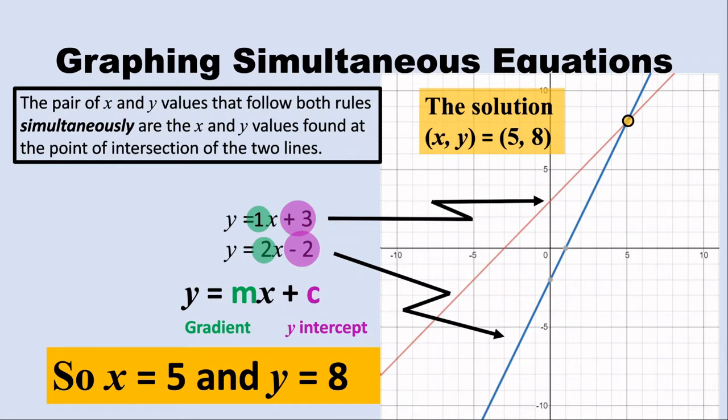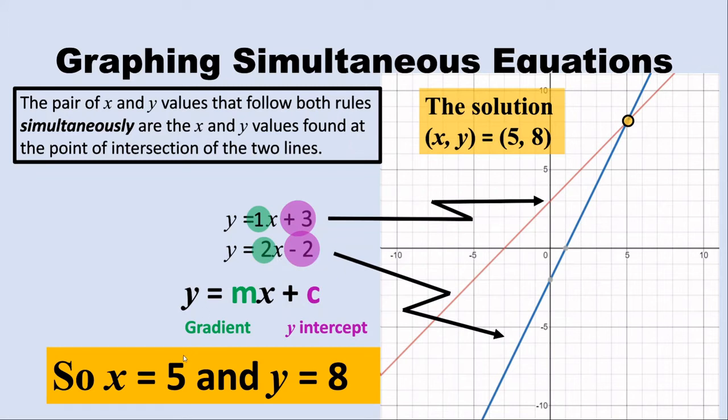You can always check your answers by substituting them back into the original equations. So if x is equal to 5, 1 times 5 is 5, plus the 3 makes 8. I'll substitute that into the other equation as well, just to make sure it works for both. If x is 5, 2 times 5 is 10, minus 2 is 8.